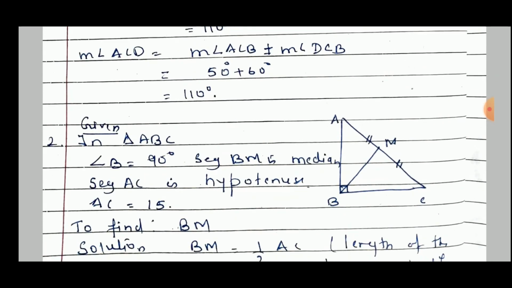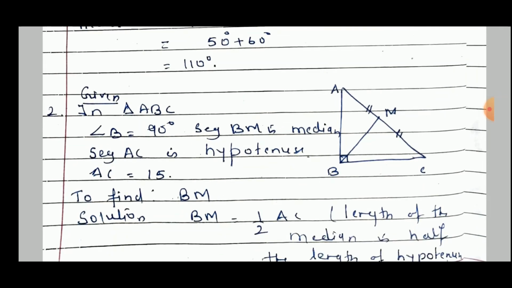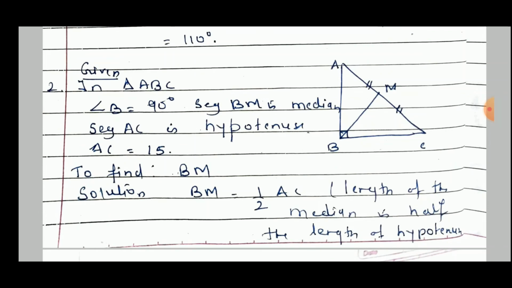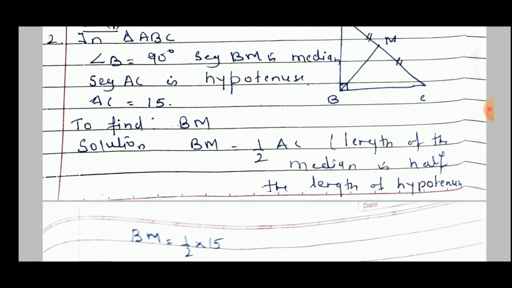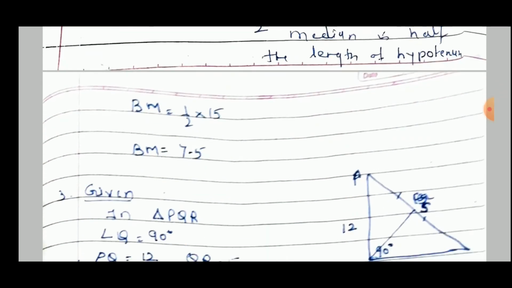Now the second sum: in triangle ABC, angle B is equal to 90 degrees. Segment BM is the median. Segment AC is the hypotenuse. AC is equal to 15. To find BM. Now BM is equal to half of AC, because the length of the median on the hypotenuse is half the length of the hypotenuse in a right angle triangle. So BM is equal to half of 15, that is 7.5.